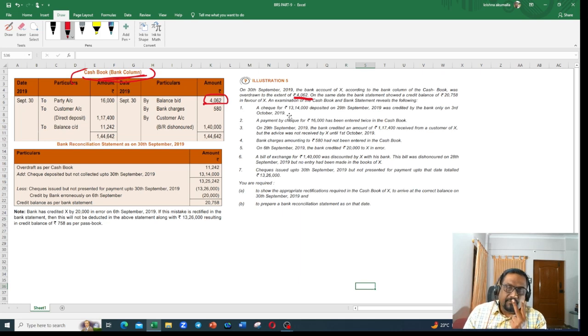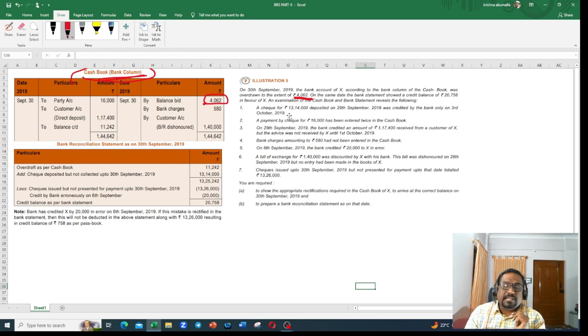I'm repeating again. When do we rectify our cash book? Only when there is an error in our cash book, commission. And commission, this is not regular commission. When there is a mistake committed in our cash book. Second part, when there is an omission in the cash book. If something is not written in the cash book, but written in the passbook, that is called omission. Those omissions also we will rectify.